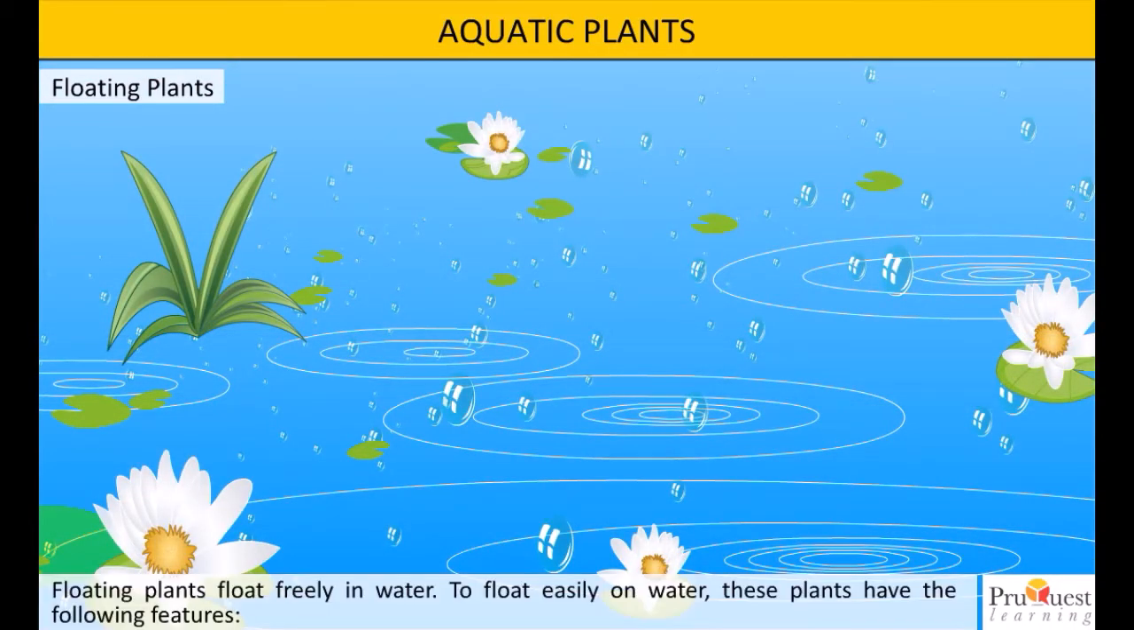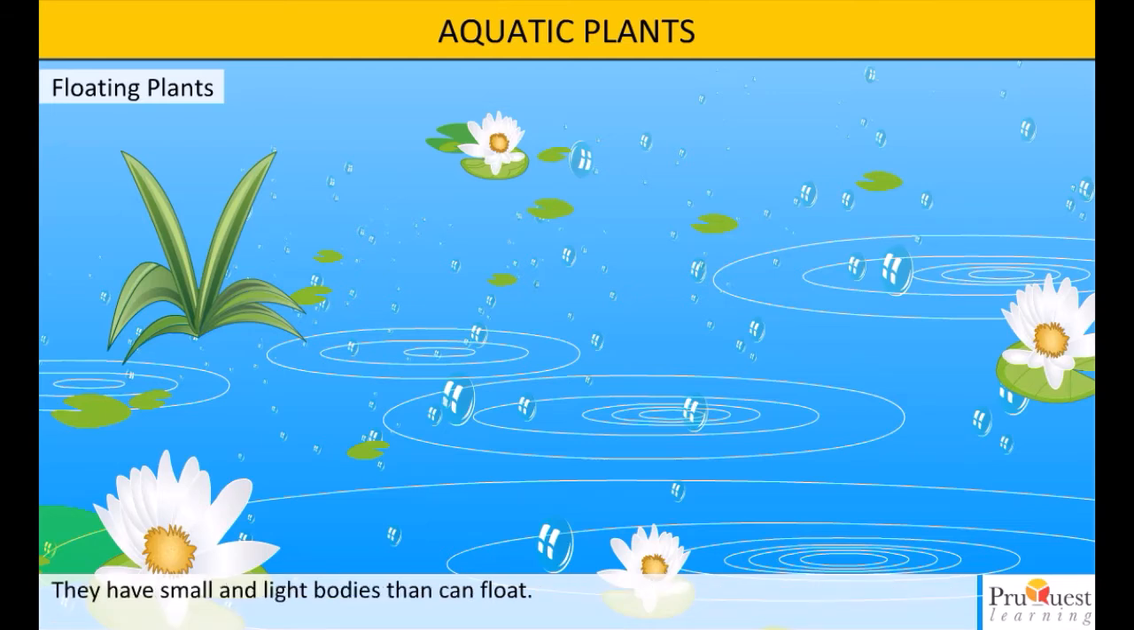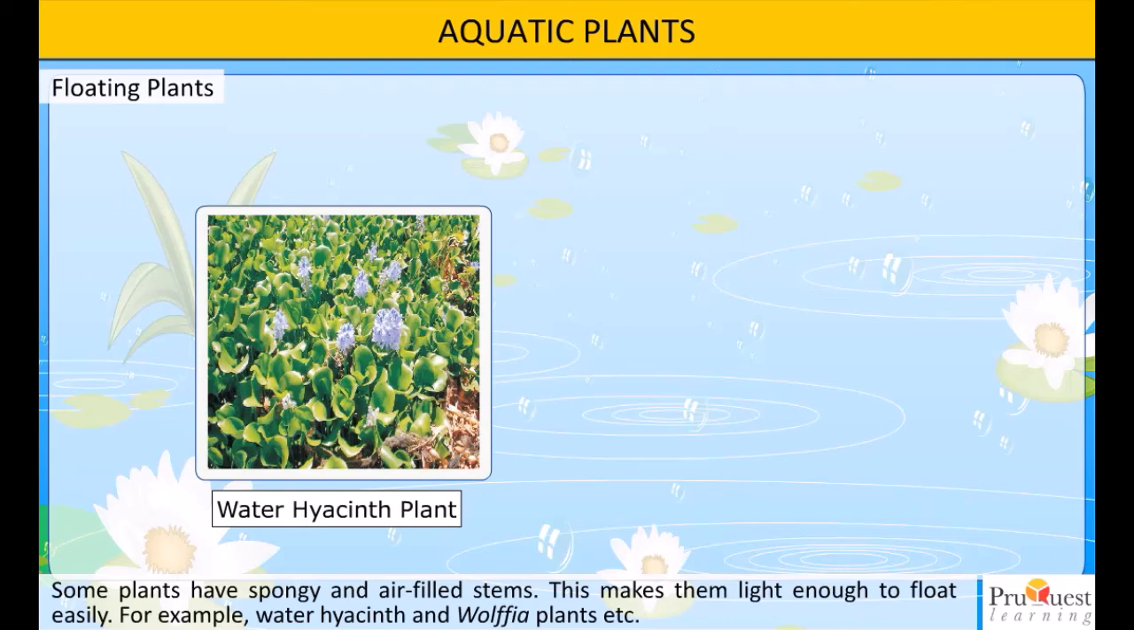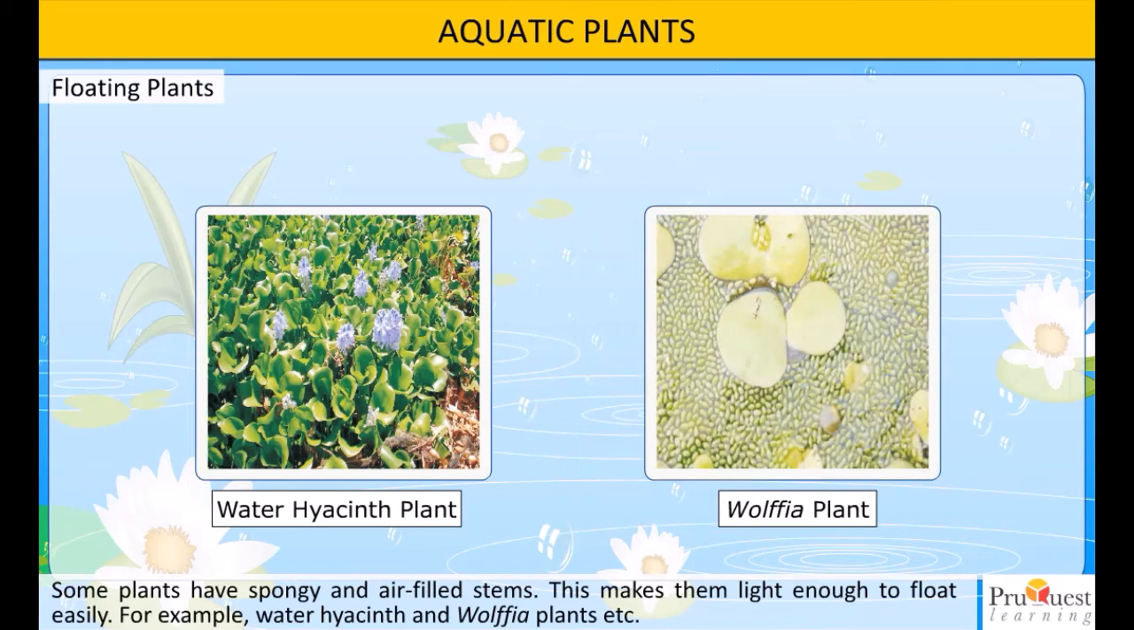Floating plants. Floating plants float freely in water. To float easily in water, these plants have the following features. They have small and light bodies that can float. Some plants have spongy and air-filled stems. This makes them light enough to float easily. For example, water hyacinth and Wolffia plant.